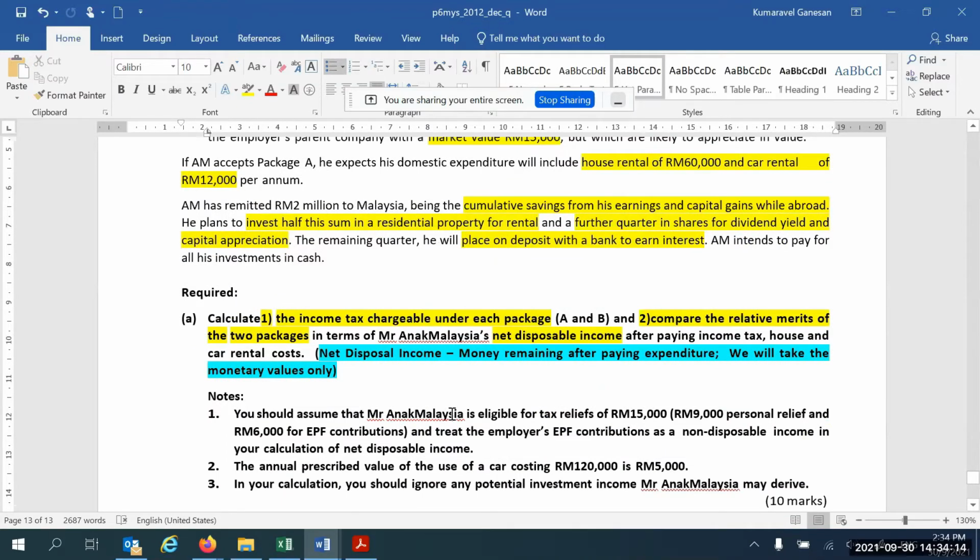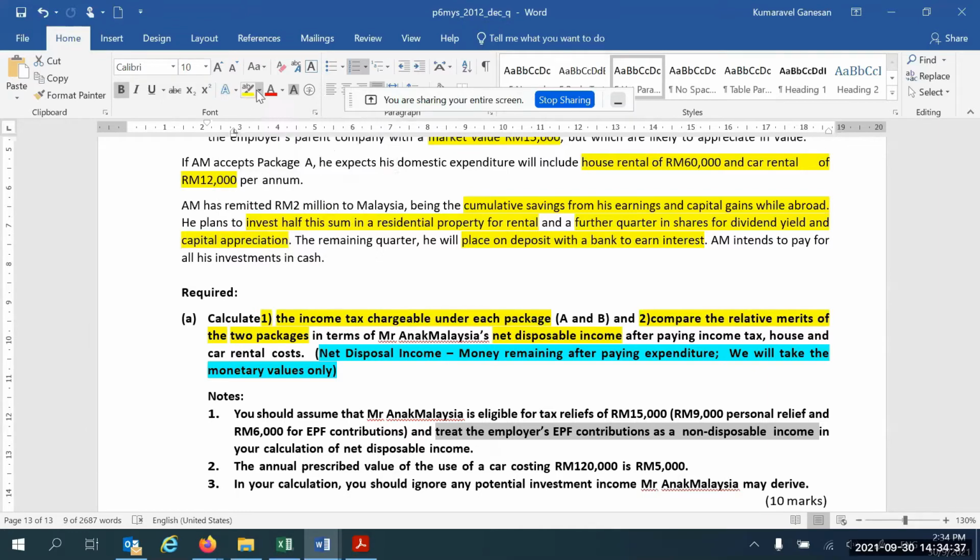You should assume Anak Malaysia is eligible for tax relief. Now we cannot do that, because the relief has already been changed, so I don't want to purposely put 6,000 now because it's no longer there. Three, the employer's EPF as non-disposable income. That means it's something that you cannot get yet. This is logical, but sometimes they'll say treat it as disposable income.